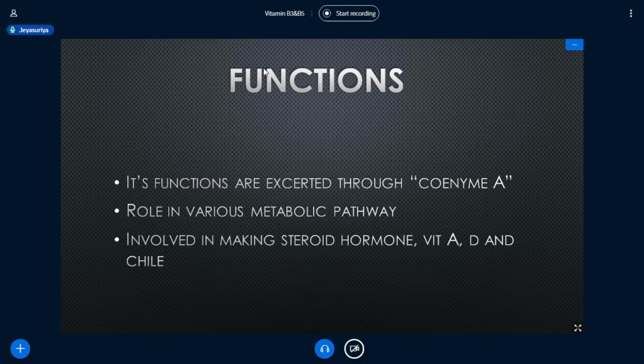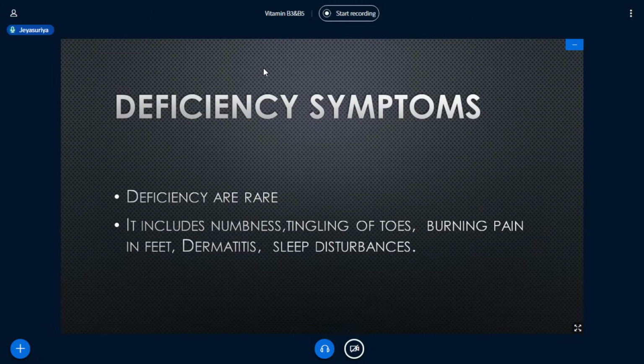Deficiency of pantothenic acid is quite rare because it is widely distributed in most foods. Prisoners of war have been described with pantothenic acid deficiency.